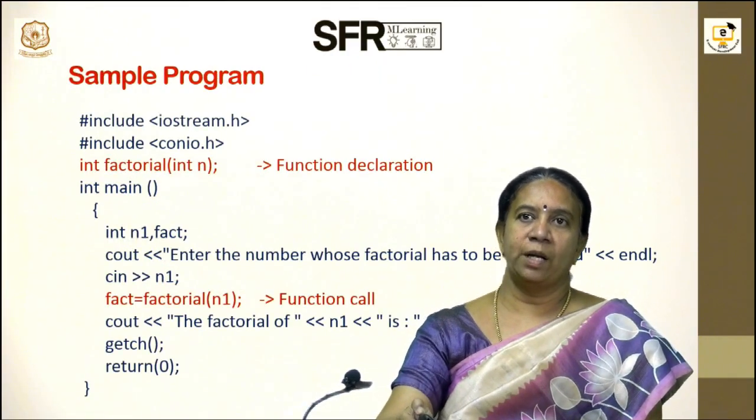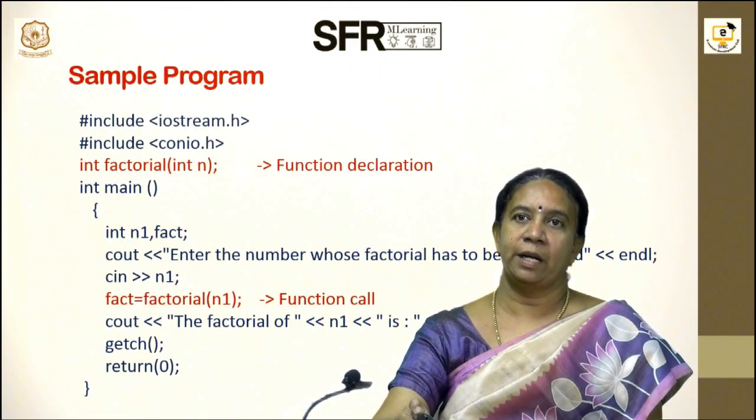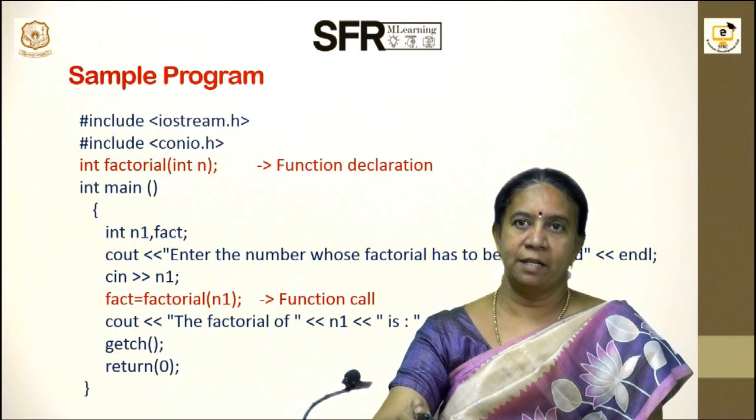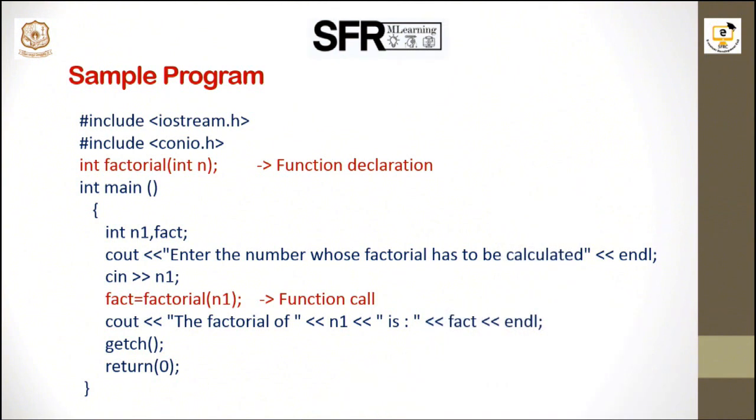Here is a sample program. It is a factorial program. The first two lines are the header lines. The second one is the function declaration, int factorial(int n). Here int is the return type, factorial is the function name, and the parameter is a single parameter whose data type is int, n.